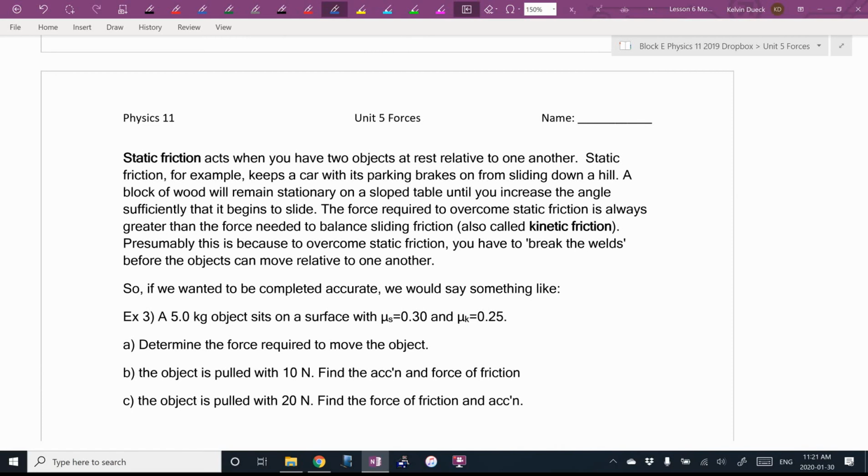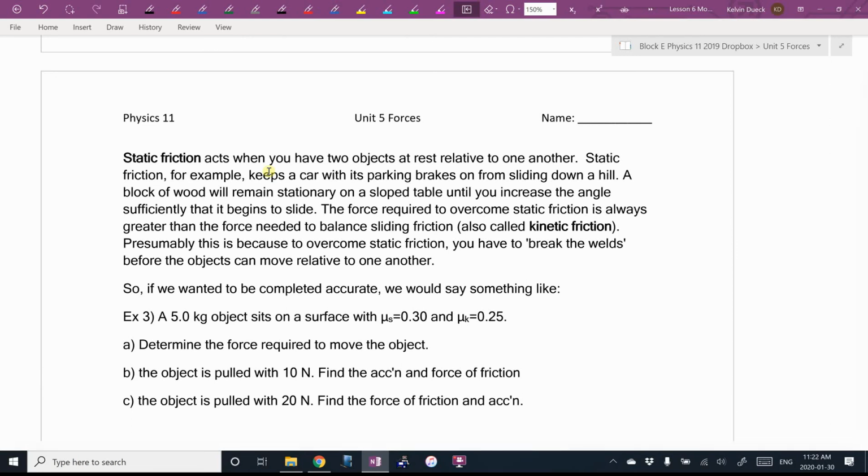This is why I told you, friction is kind of complicated. There's a lot going on there. But you experience it all the time, so I want you to get familiar with it. So I wrote here, static friction acts when you have two objects at rest relative to each other. They haven't started moving yet. It's what keeps a car with its parking brakes from sliding down a hill.